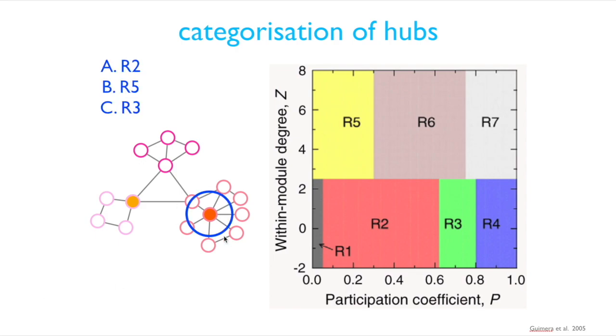Now let's take a look at this dark orange node here. Where would it be positioned in this space? So what do you think? Would it be in R2 in this area here? Would it be in R5 in this area here? Or in R3 in this area here?